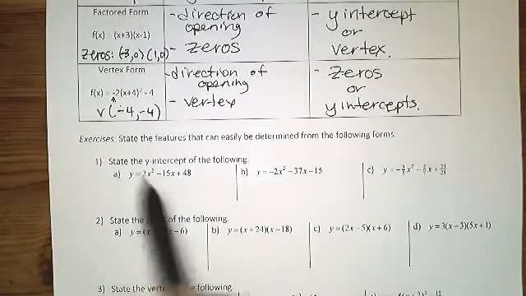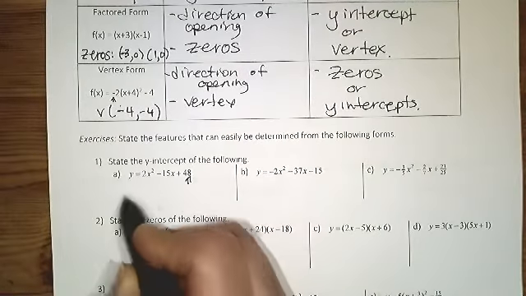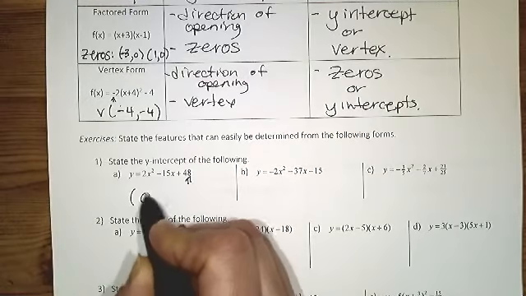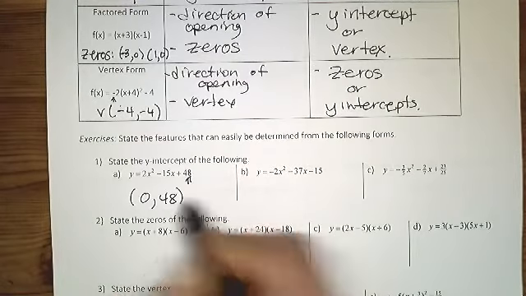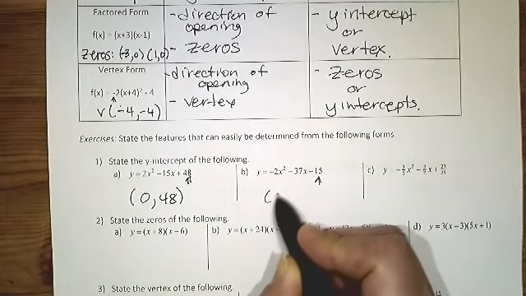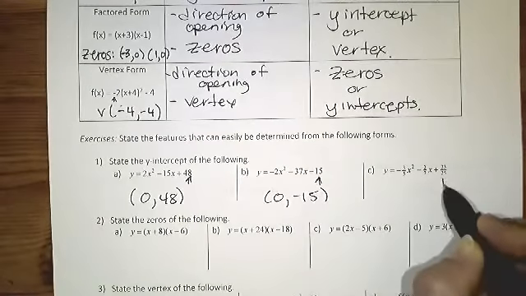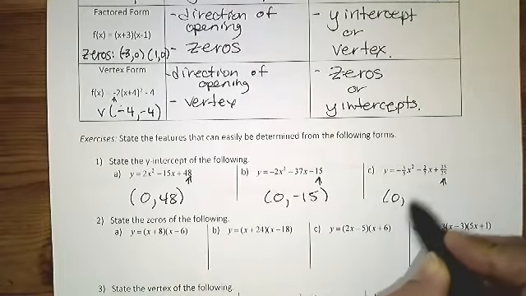State the y-intercept of the following. Remember, the y-intercept is the C value, so our y-intercept here is (0, 48). Once again, it's in standard form. We can tell the y-intercept, so it's (0, -15), and the y-intercept here would be (0, 2/3).